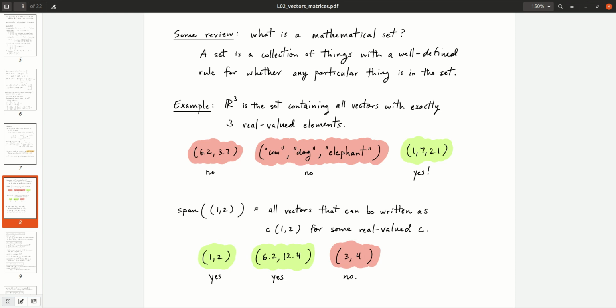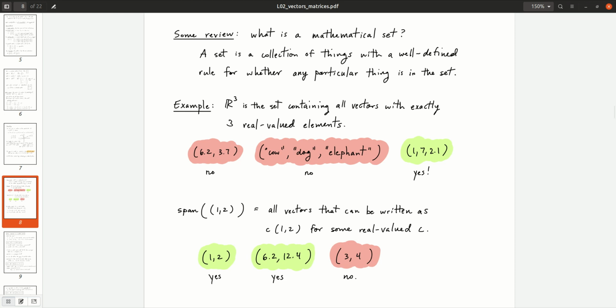Let's do an example we've already seen before. We've been talking about the set Rn. Let's simplify that and talk more concretely about R3. R3 is defined to be the set containing all vectors with exactly 3 real valued elements. That definition gives us a rule for deciding whether or not a thing is in the set. Let's look at a couple of examples. Here's a vector, 6.2, 3.7.